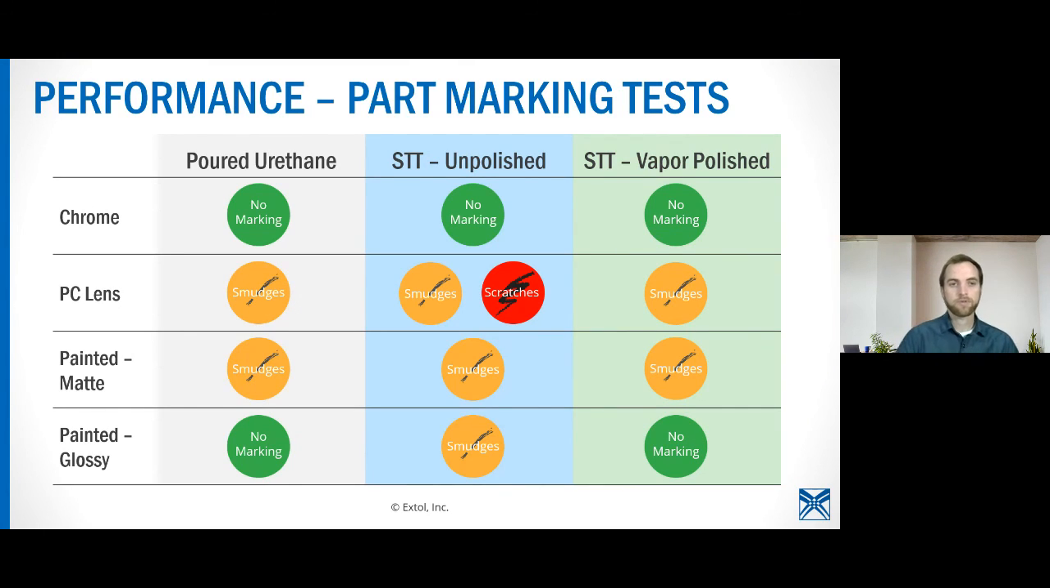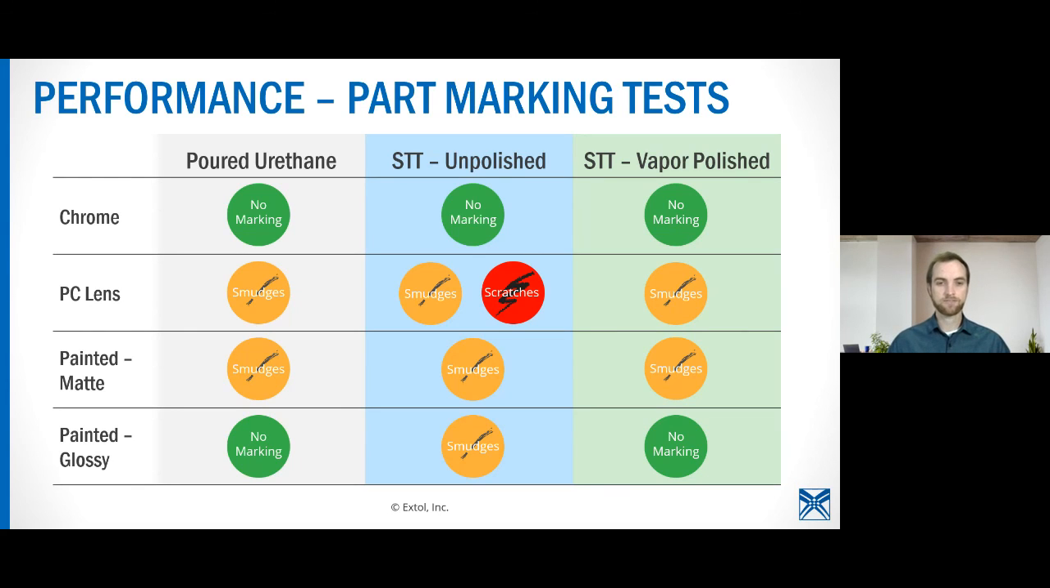So we did some preliminary performance part marking tests with 4 different part surface finishes: chrome, PC lens, a matte paint, and a glossy paint. And we tested those 4 with 3 different manufacturing methods: poured urethane, soft touch tooling unpolished, and soft touch tooling vapor polished. The chrome worked well with all situations.